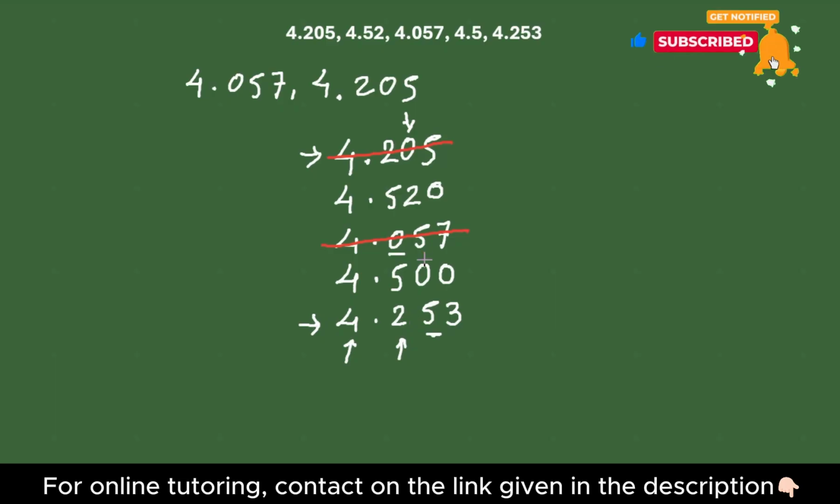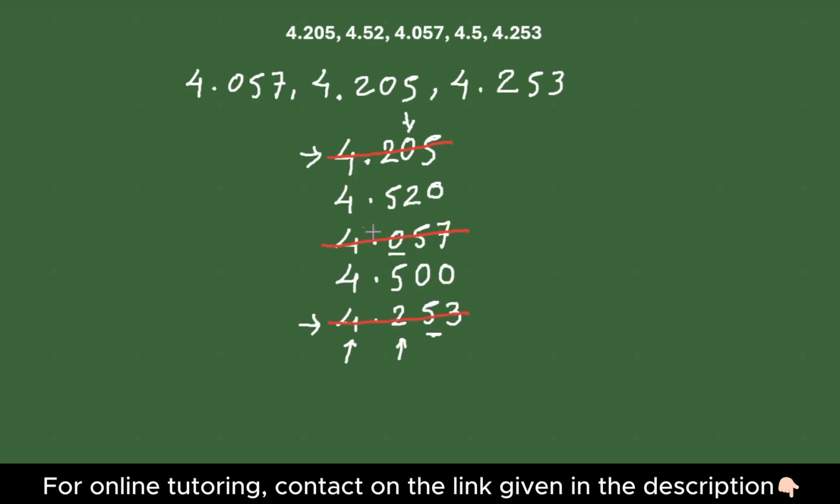Now in the remaining 3 numbers after the decimal point we have 5, 5, 2. So 2 is the smallest. So 4.253 is the next smallest. So let us write it here, 4.253. So this number is done. So let us cross it out.